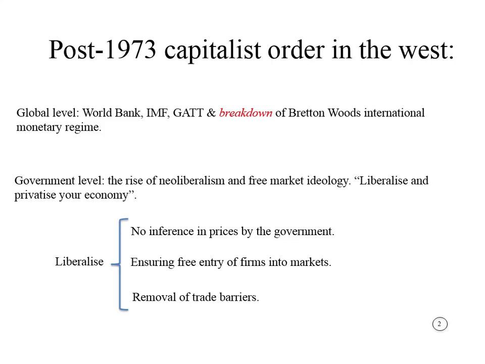So let me start again. What was happening at the international level? The World Bank was there, the IMF was there, GATT was there, but you had a breakdown of the Bretton Woods international monetary regime, as I explained. However, at the government level, you had a change of ideas. New ideas became influential in the 1970s. The Keynesian ideas, the state interventionist ideas, were going out of vogue. And the new ideas, what we call today neoliberalism, free market ideology, I think we could summarize now in two words: liberalize and privatize your economy.